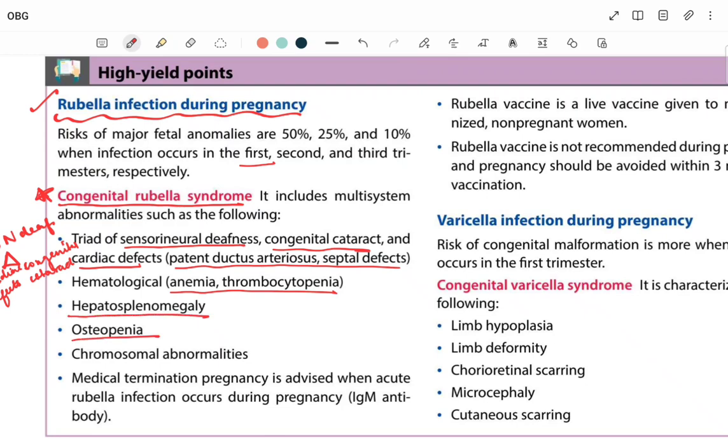Hepatosplenomegaly, osteopenia, chromosomal abnormalities. Medical termination of pregnancy is advised when acute rubella infection occurs during pregnancy, that is, IgM antibody. So these are about congenital rubella syndrome. You need to remember this triad: sensorineural deafness, congenital cataract and cardiac defects. Along with that, you will have anemia, thrombocytopenia, hepatosplenomegaly, osteopenia, chromosomal abnormalities.